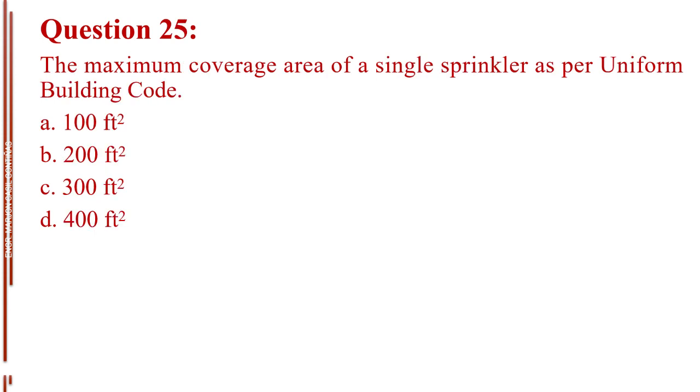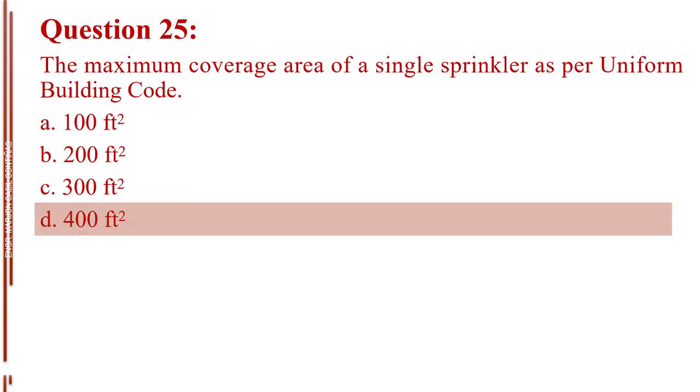Question number 25. The maximum coverage area of a single sprinkler as per Uniform Building Code. Letter A, 100 square feet. Letter B, 200 square feet. Letter C, 300 square feet. Letter D, 400 square feet. The answer is letter D, 400 square feet.